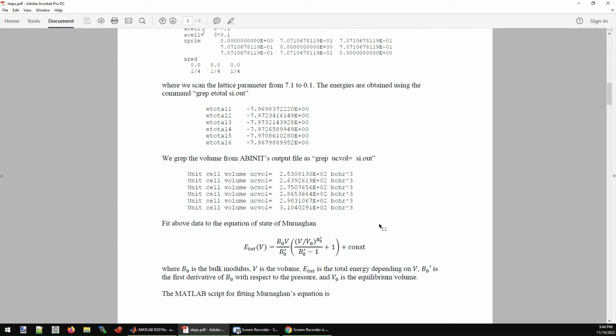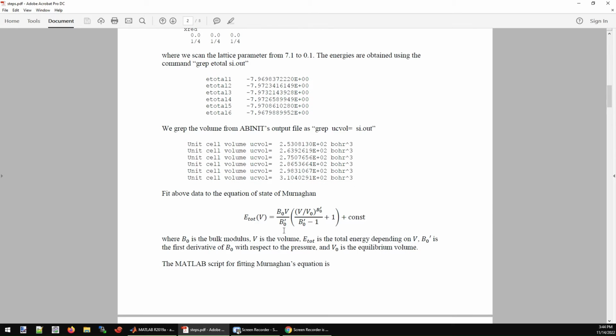So now we can fit this energy versus volume data to the Murnaghan equation to get some key parameters for the equation of state. We are going to get the bulk modulus B0, and also the dB0/dP, which is the derivative of the bulk modulus with respect to the pressure, and also the V0, which is the equilibrium volume, and also this constant term, which is actually the equilibrium energy. So now we pass this energy and volume to this equation.